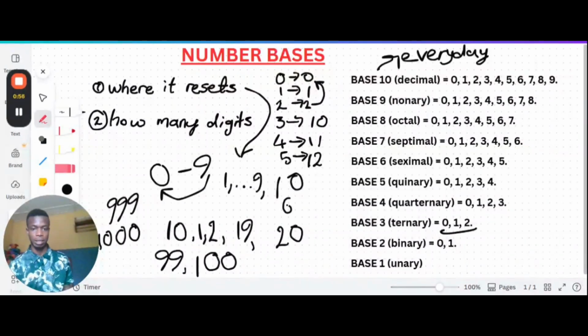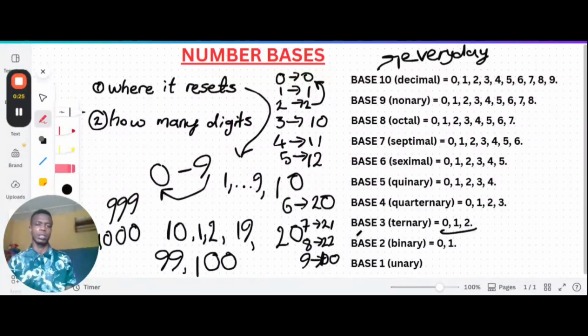Now 6 in base 3, 2 is the highest number allowed in base 3. After 2, you have to reset back to 0. So you have to make this 0 and add 1 here to make it 2. Alright? 7 in base 3 is 2, 1. 8 in base 3 is 2, 2. 9 in base 3. Now this is 2, it resets back to 0. You have to put 1 here, but this is already 2, so it resets back to 0, and you put 1 behind this. So 9 in base 3 is 1, 0, 0.